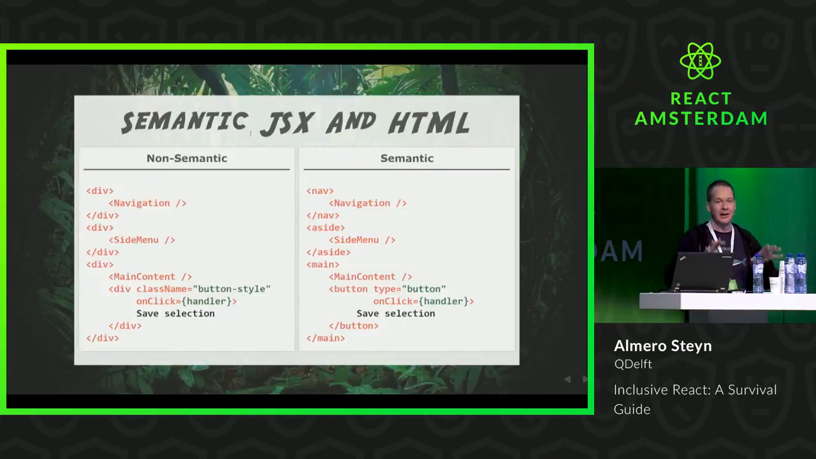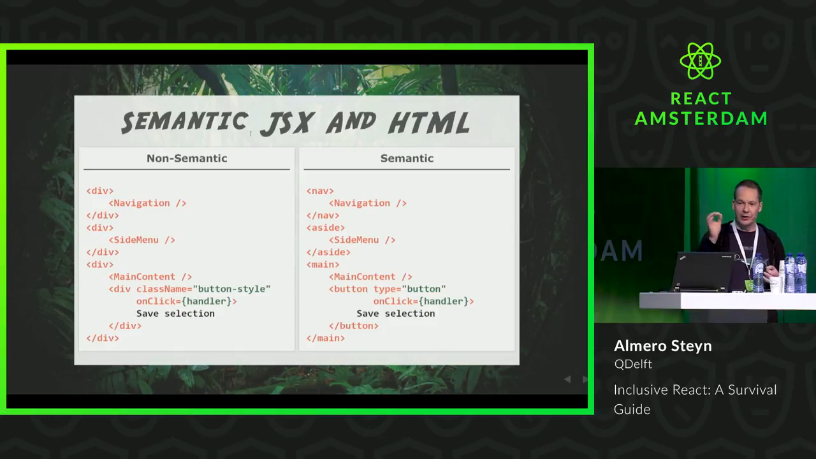But the baseline of creating an inclusive application is semantic JSX and HTML. What does that mean? On the left, we've got an example of non-semantic JSX because we are just using the div tag. And in HTML, the div tag has no real meaning aside from that it creates containers in your HTML where you put things in. You can rather make it semantic by using elements with meaning.